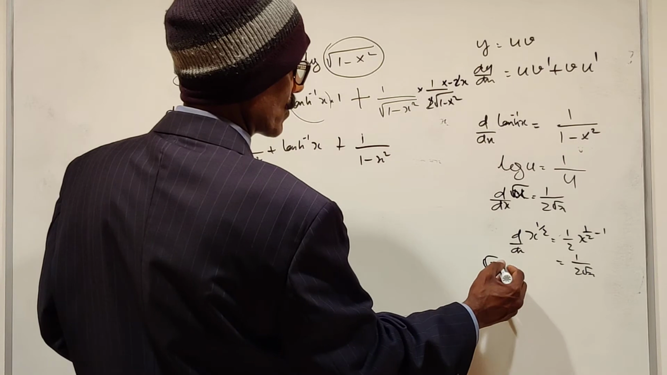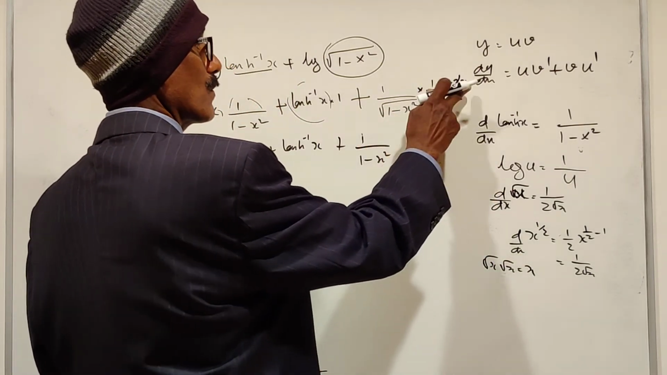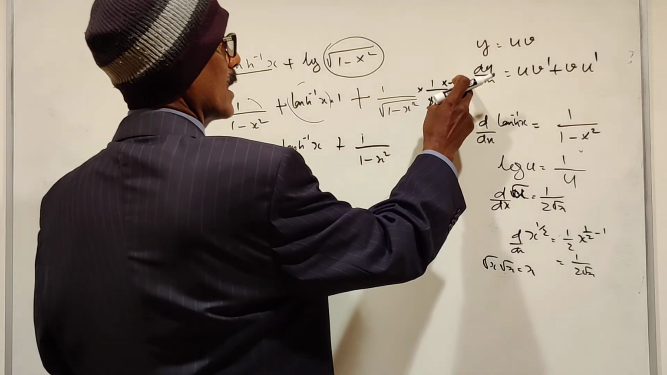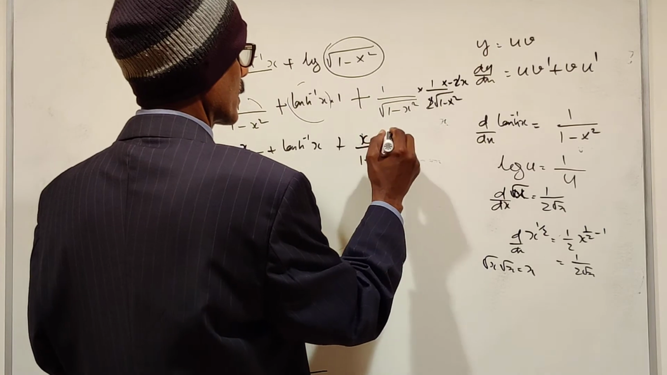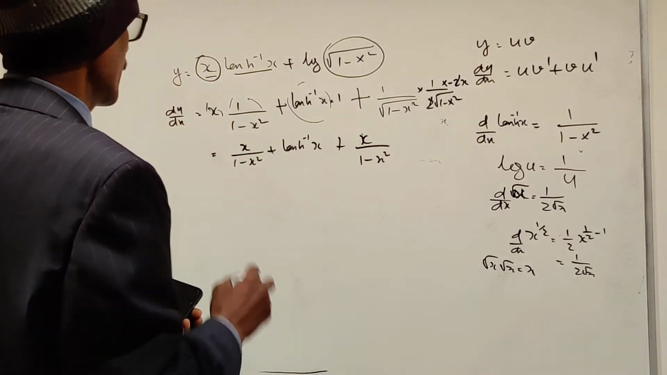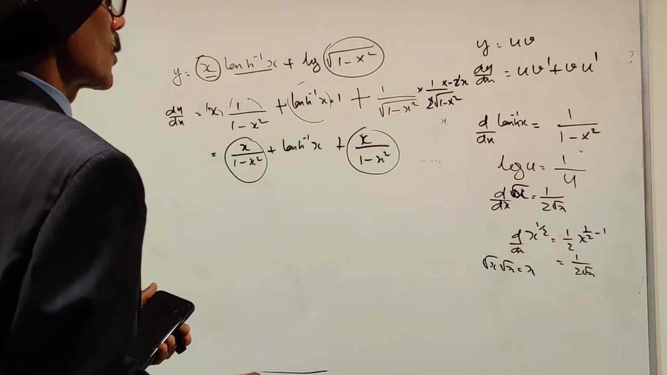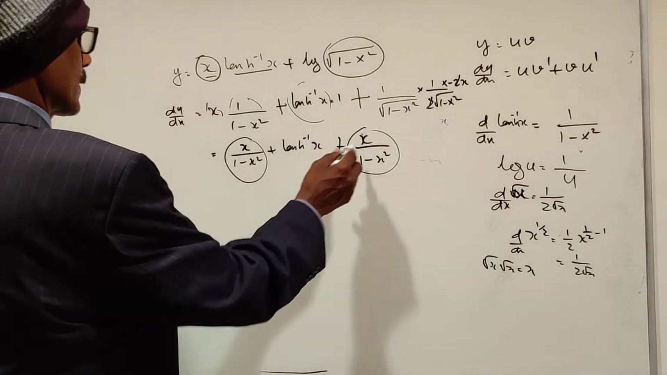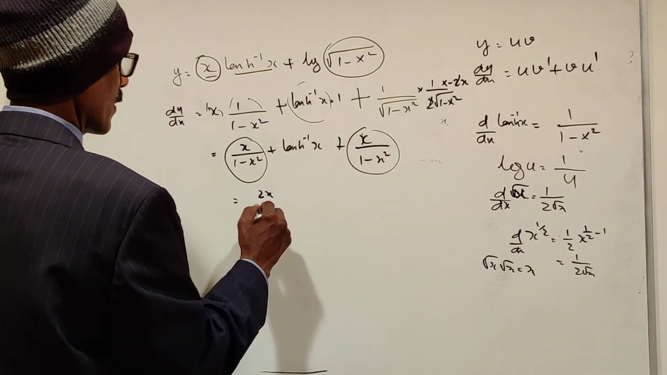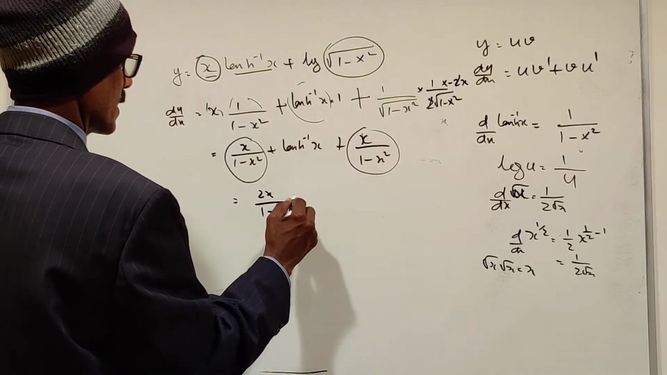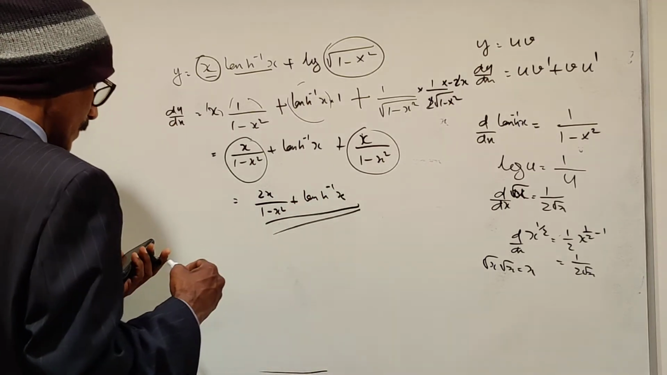Root x times root x is what? x, the same thing. Root of 1 minus x square times root of 1 minus x square. Here one x is in the numerator, so x by this one. See, there are two terms the same, right? So we can add those terms. x plus x is 2x. 2x by 1 minus x square plus tanh inverse x. That is the answer. Okay.